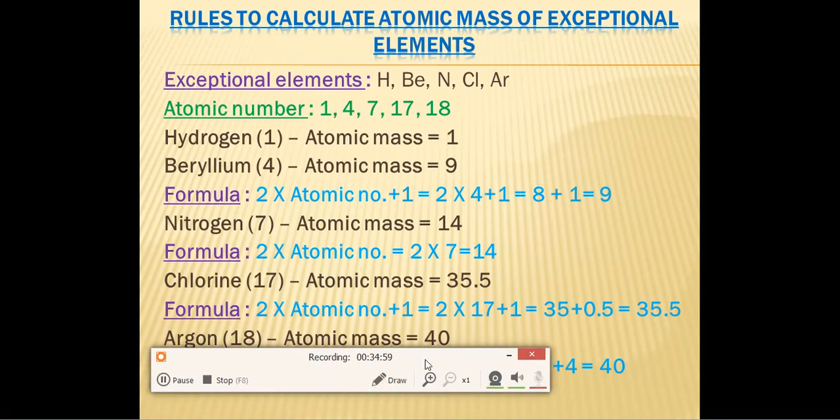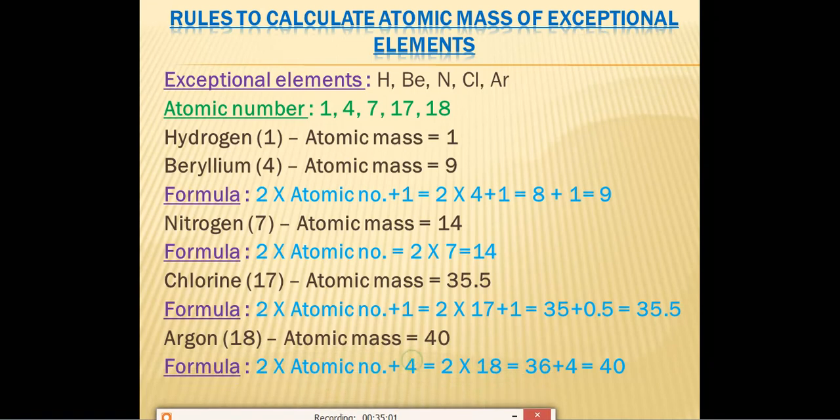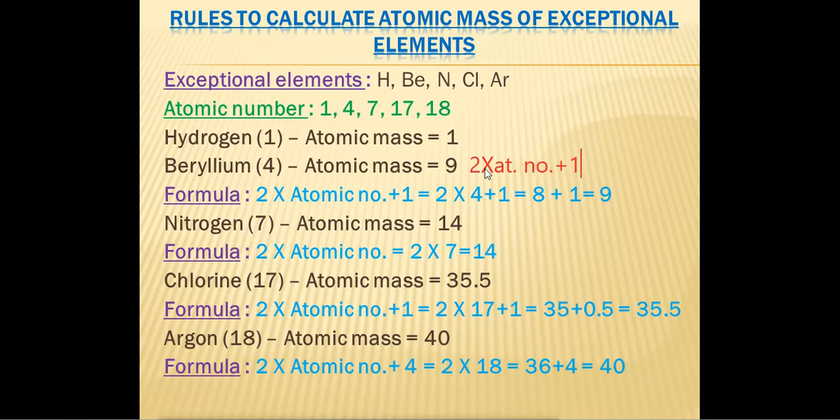Next we have the next element which is exceptional over here, beryllium. It has atomic number 4. Since 4 is an even number, you would think we use the even rule, but we cannot use that rule for calculating the atomic mass of beryllium. We'll use just the opposite rule over there. Which rule will we use? 2 into atomic number plus 1. This rule we'll use to calculate the atomic mass of beryllium.